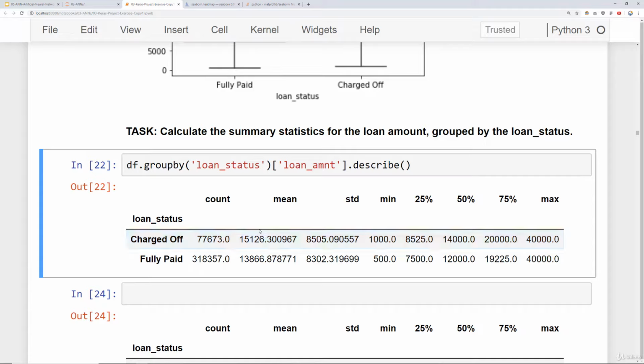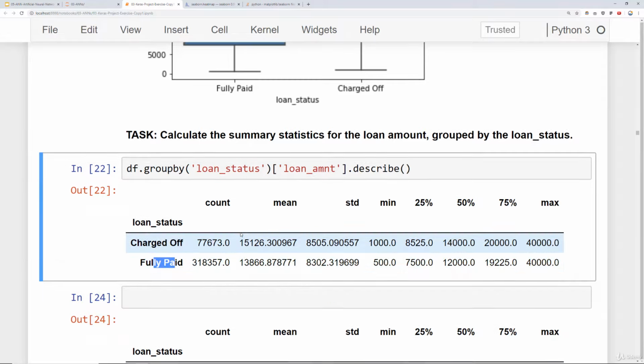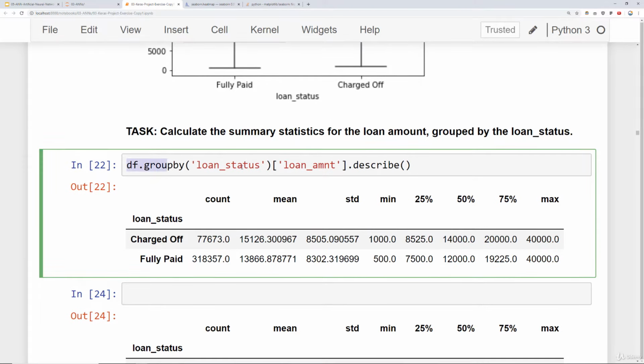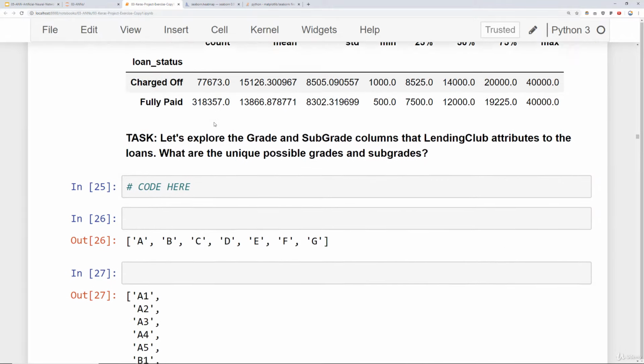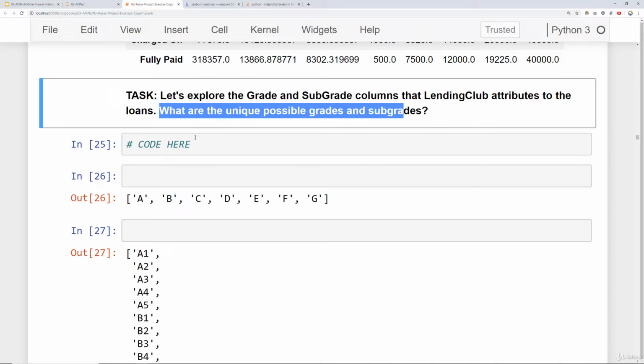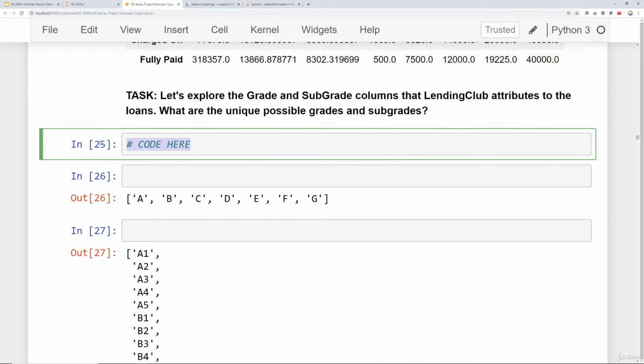Okay, so again, all this is indicating is the averages of the loans for people that aren't able to pay them back are slightly higher than the averages for people that do pay off their loans. That's what's indicated with the box plot, and if it's a little hard to read, you can always just manually check this out. So that's what these tasks are trying to get you to realize. Next, let's go ahead and explore the grade and subgrade columns that Lending Club attributes to the loans. And then the first question is, what are the unique possible grades and subgrades? This should be pretty straightforward.